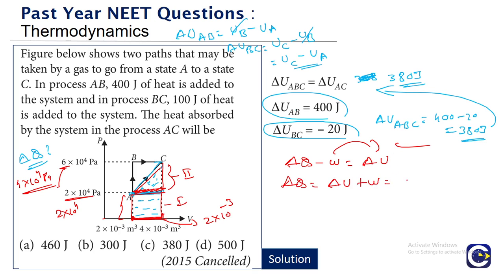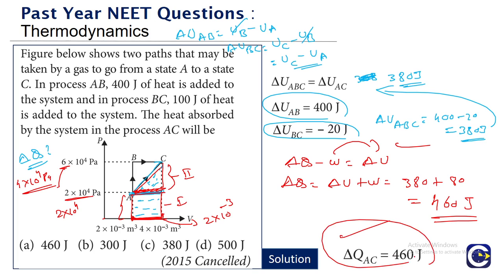So delta U is what? It is 380 plus W is what? 80. So totally, 380 plus 80 means it will be 460 joules. So what is the answer for this? For the path AC, delta Q is going to be 460 joules. The correct answer is option A.